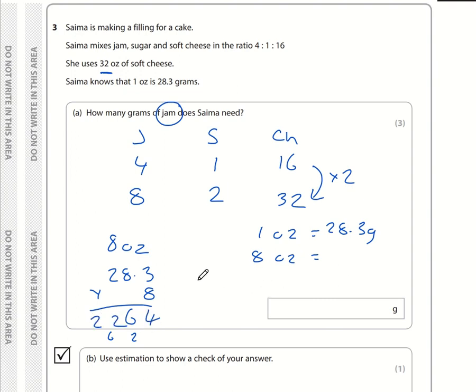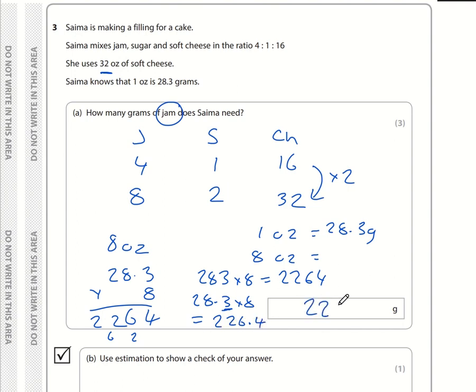So if 283 multiplied by 8 is 2264, then consider 28.3 multiplied by 8. The question has 1 decimal place, so therefore we need 1 decimal place in our answer. So if I put the decimal point before the 4, I've now got the correct answer.